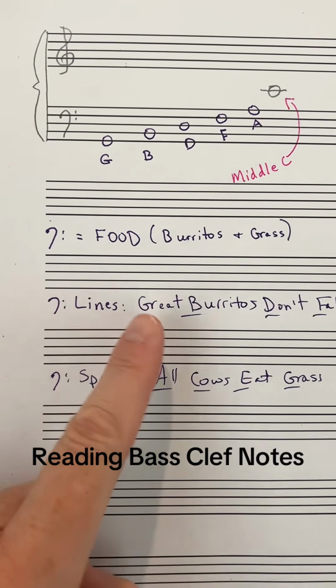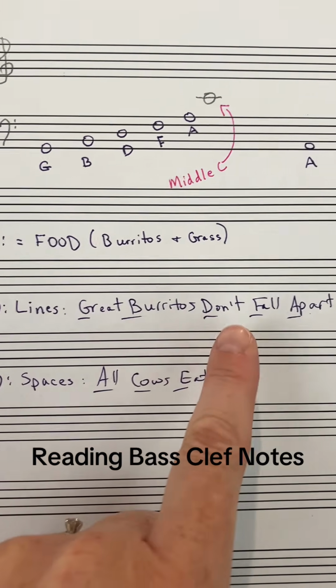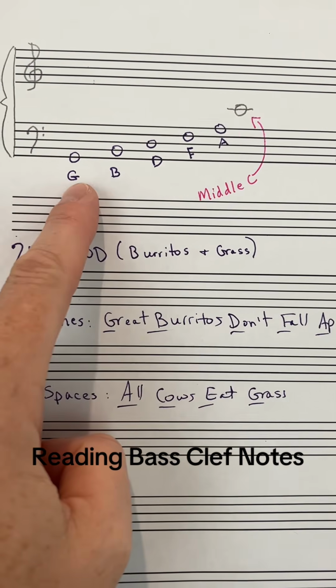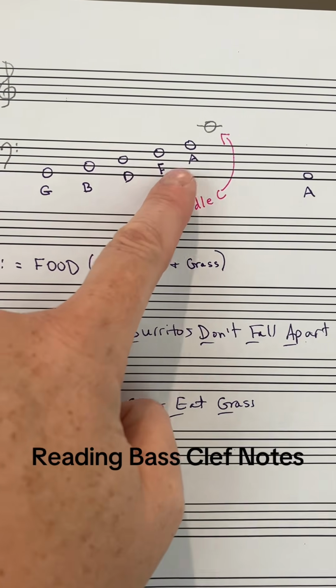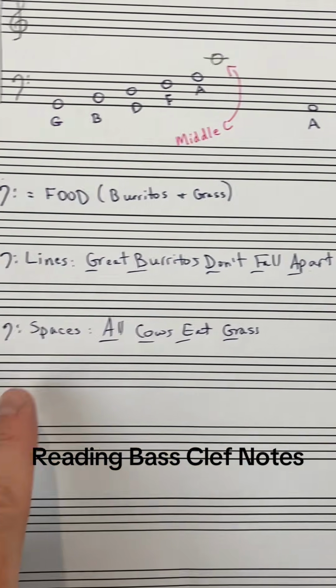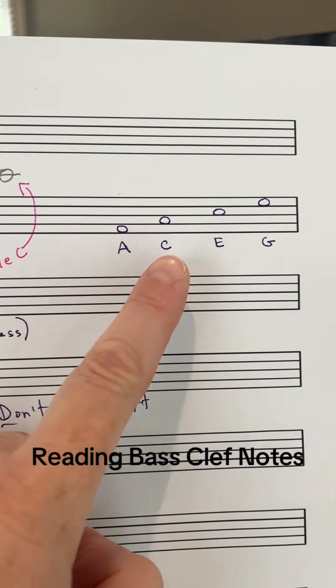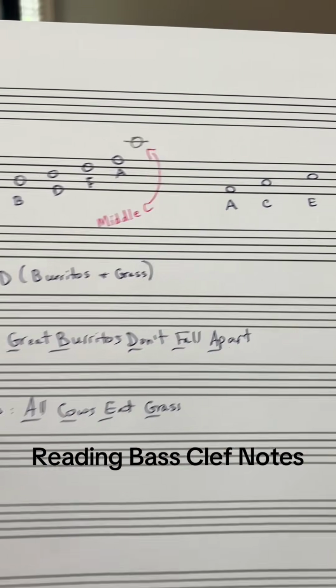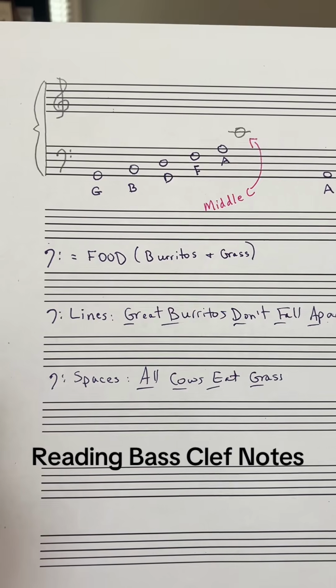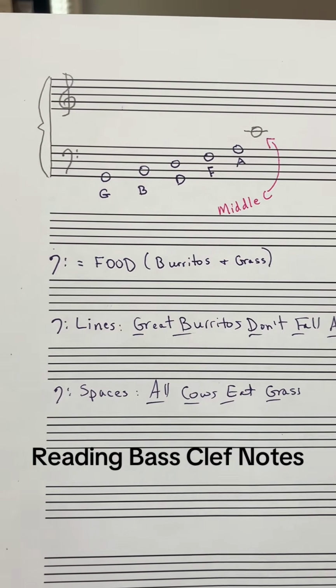The bass clef lines are great burritos don't fall apart. And then the sentence for the bass clef spaces is all cows eat grass. All cows eat grass. So that is step one in naming our notes. The next step is figuring out where they belong.